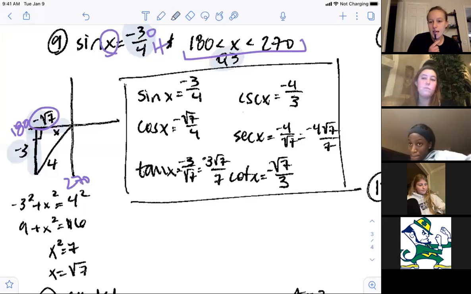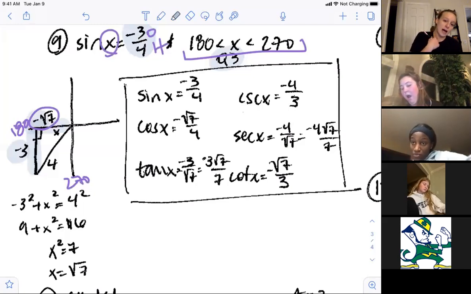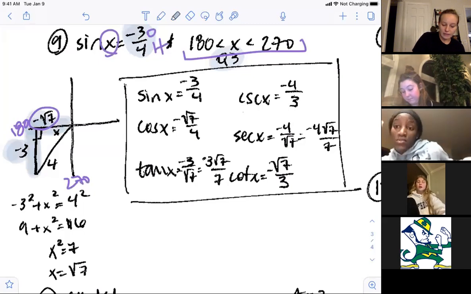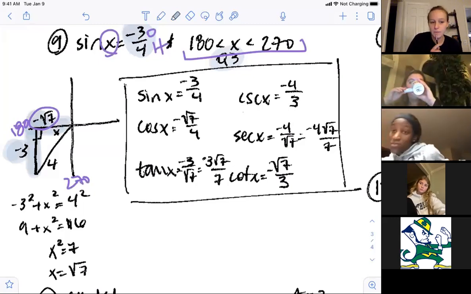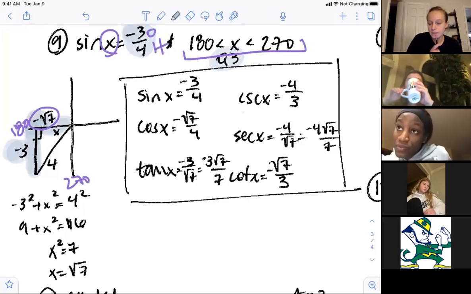I couldn't hear what you just said about it, so could you say that one more time, please? Yeah, so we know that root 7 is going to be negative because we're in quadrant 3. So quadrant 3 is where the x is negative and the y is negative. We already knew that the -3 was my opposite side, but since I went left for my x's, that means that's also negative.